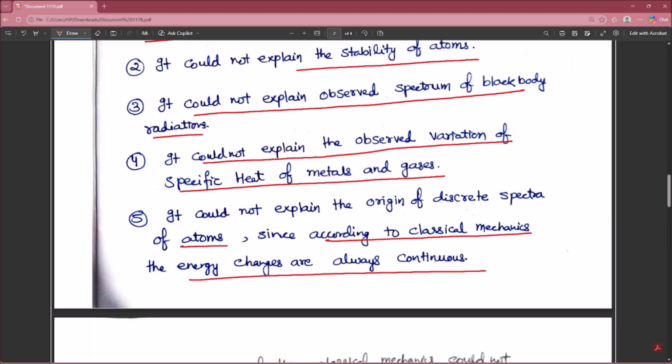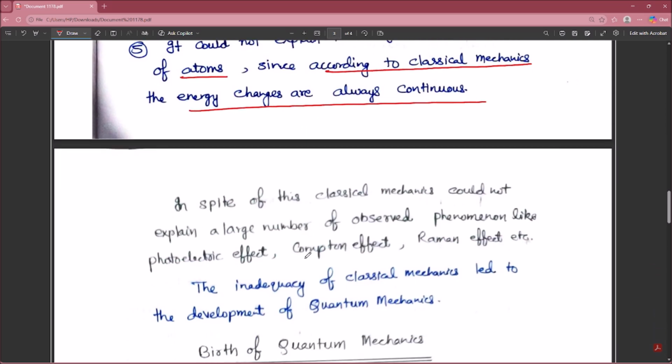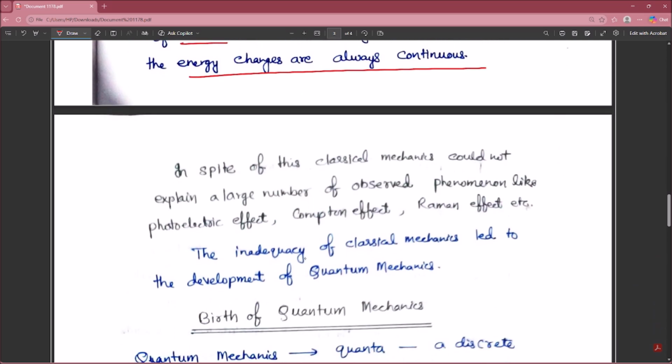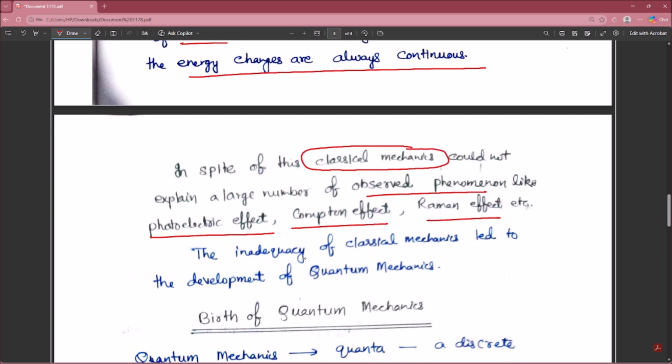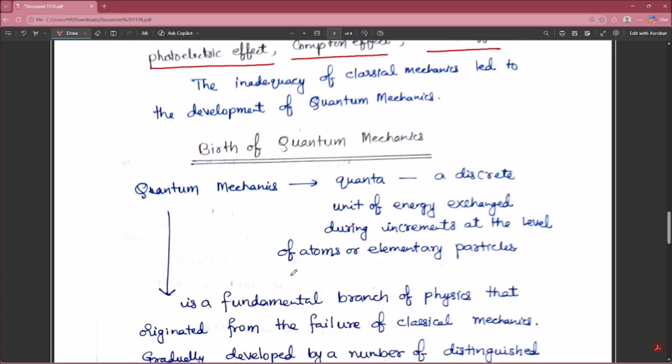continuous. So in spite of this, classical mechanics could not explain a large number of observed phenomena like the photoelectric effect, Compton effect, and Raman effect. These phenomena are also not well explained on the basis of classical mechanics, that is Newton's three laws. So we have to adopt some other branch of physics to solve these phenomena. So here we have the birth of quantum mechanics.